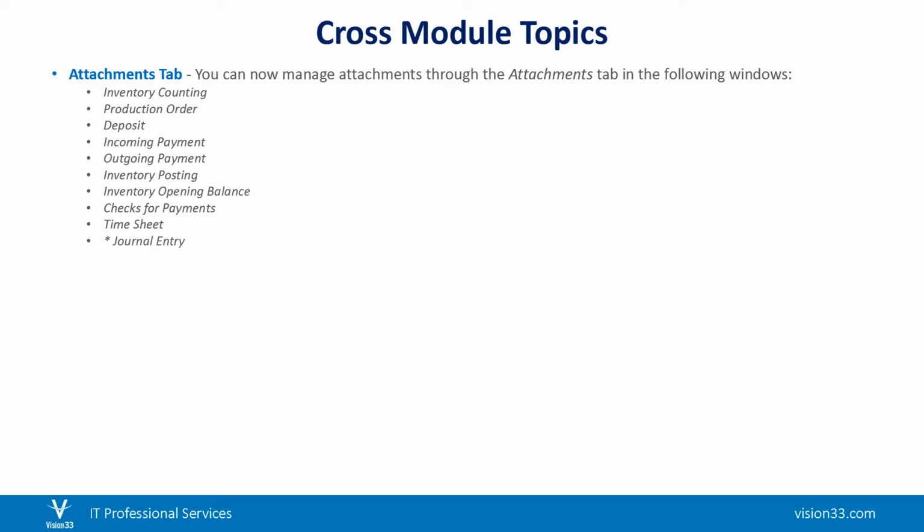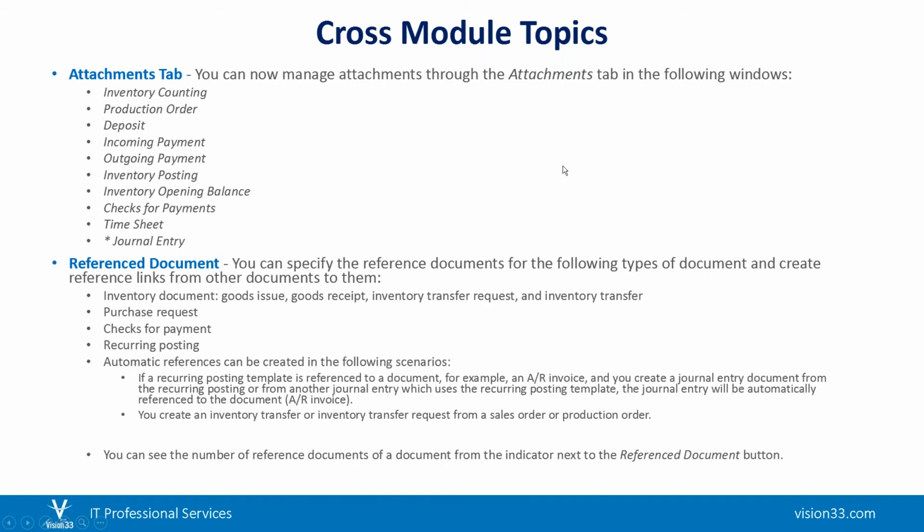So now you can add attachments to inventory counting, production orders, deposits, incoming payments, outgoing payments, inventory posting, inventory opening balance, checks for payments, timesheets, and journal entries. So a nice sort of, finally it took you long enough, but we're glad you did it, type of enhancement to the application.